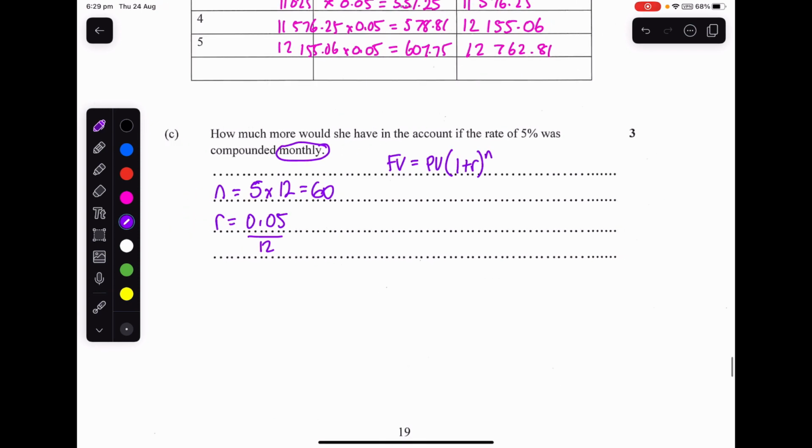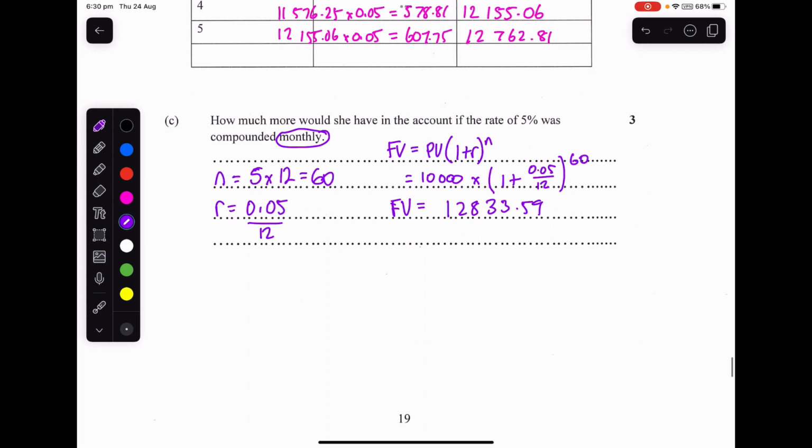And we can just put our information in. So our PV was $10,000 times 1 plus our rate for the month, which is 0.05 over 12, and we're doing it for 60 months. So our future value, if it was compounding monthly, will come out at $12,833.59. And then the question says, how much more would she have?